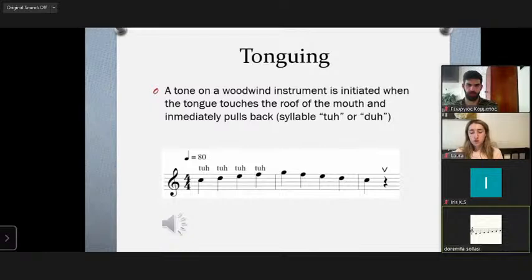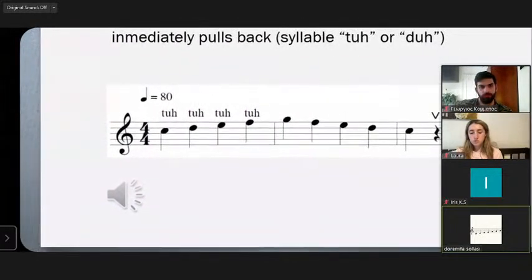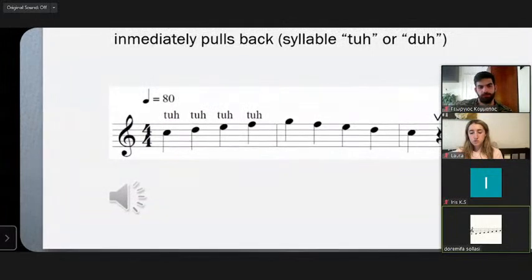Some players also, in some passages, use a slightly different articulation. Instead of ta, they say da. Da is a smoother articulation. So here we have a passage with no articulations written. This is like the normal playing.